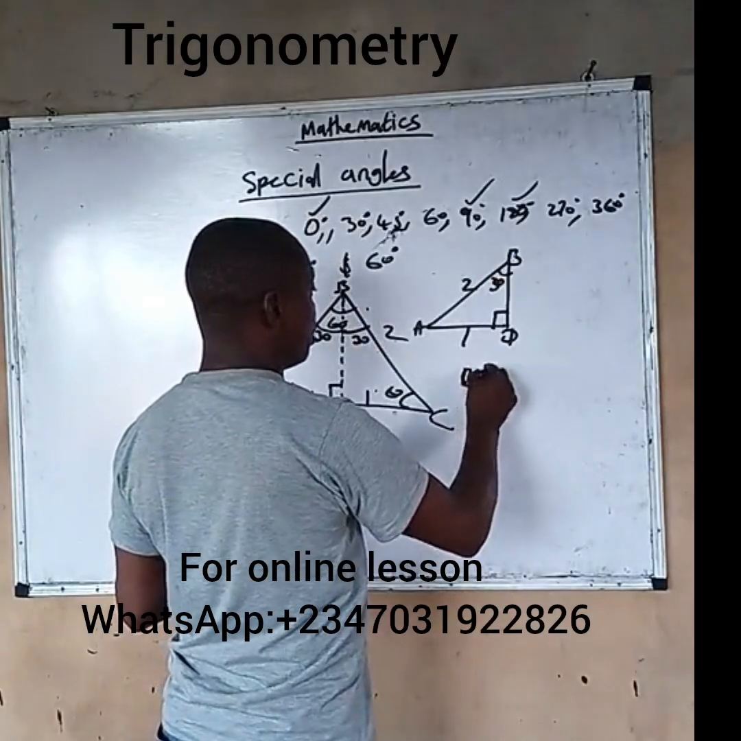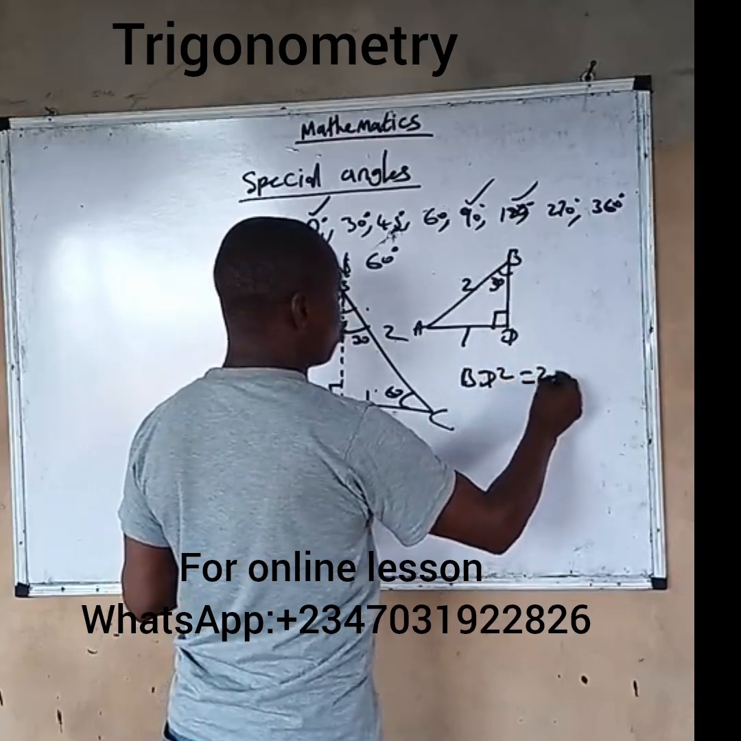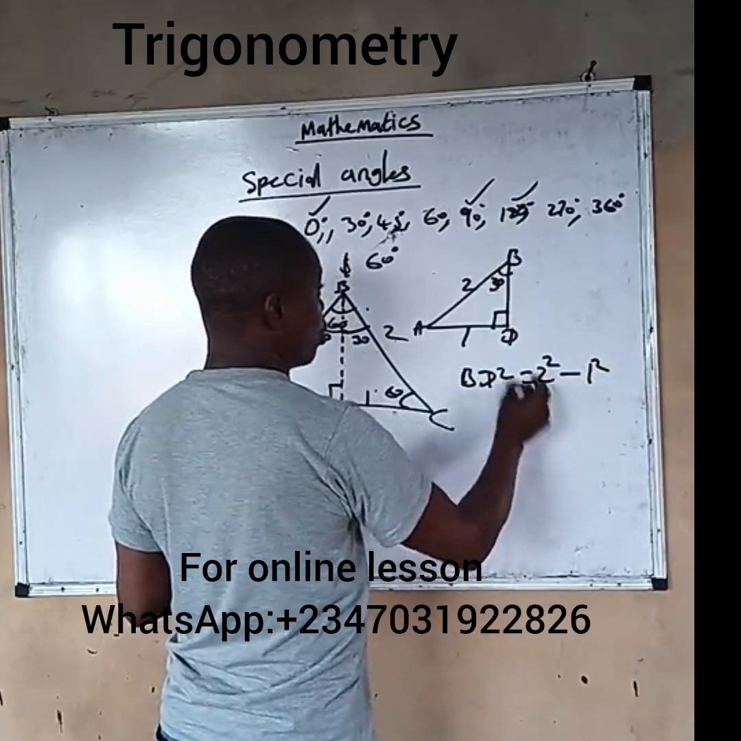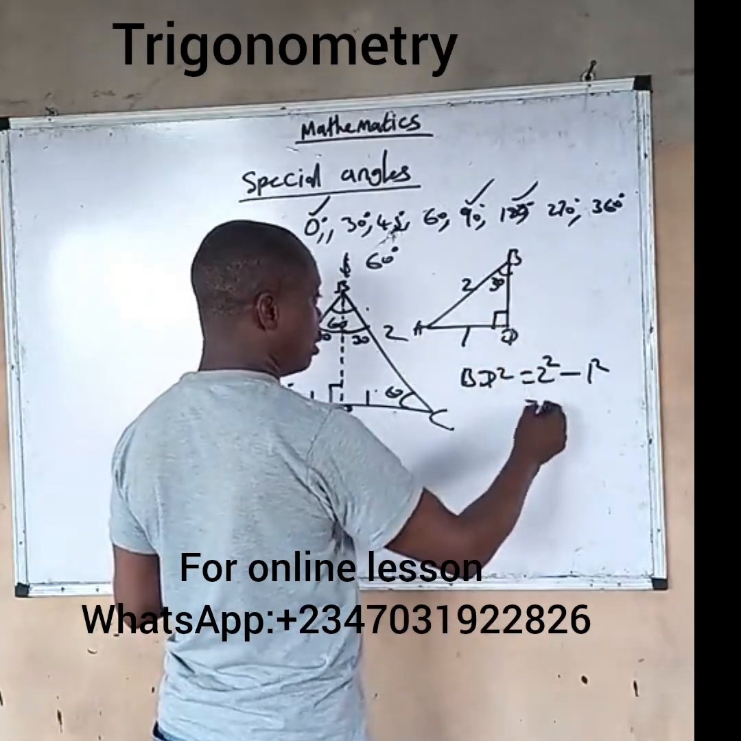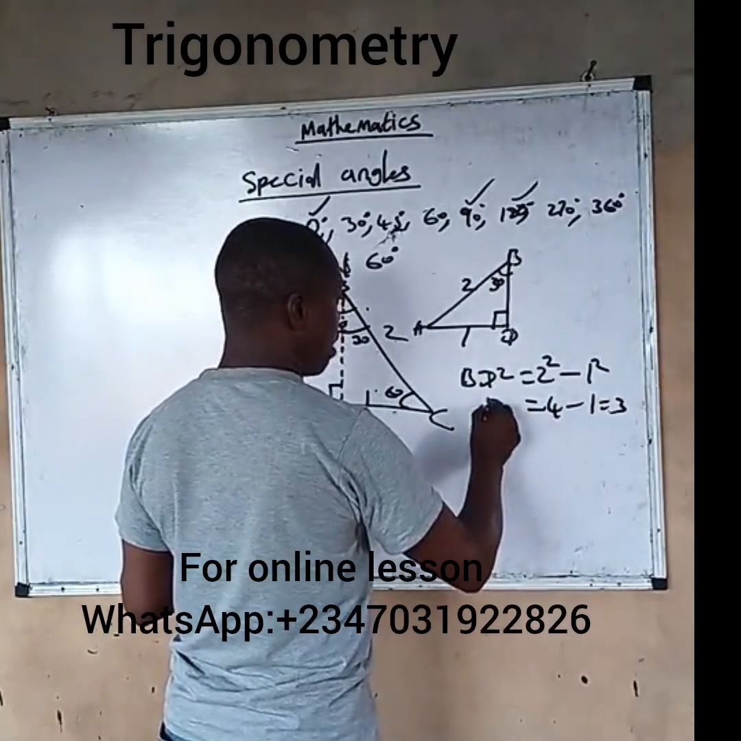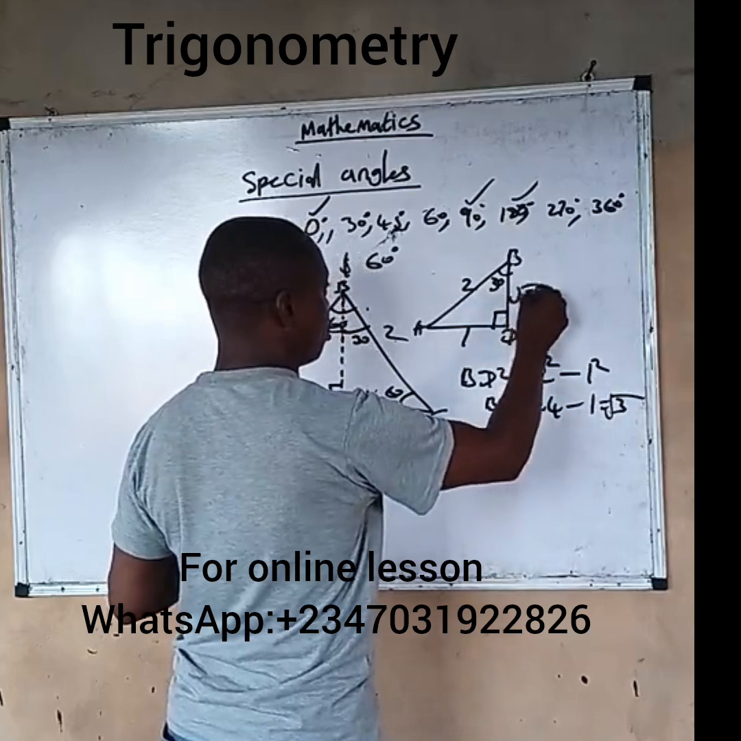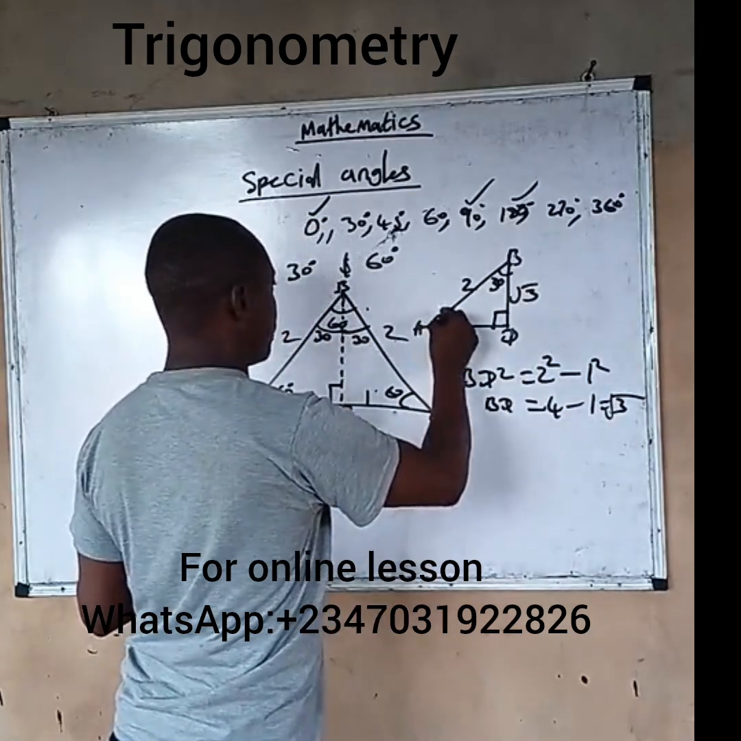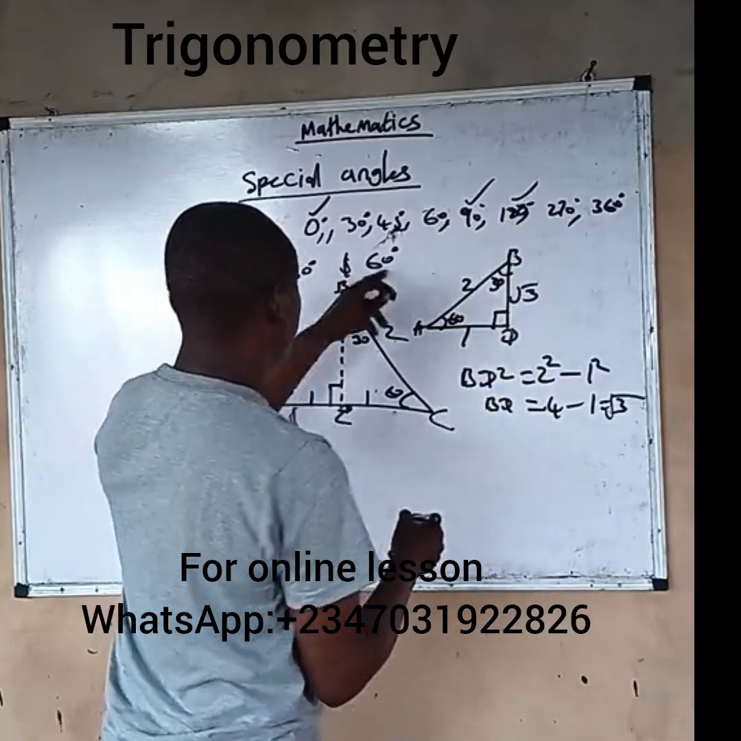So BD square will now be equal to 2 square minus 1 square. Because 2 is the longest side, it must be this minus, since I'm looking for the other small side. So 2 square is now 4 minus 1, which is 3. So our BD is equal to square root of 3. So here will be square root of 3. Remember, here is 60 degree. So with only this triangle alone, I can get the 30 and the 60 now.